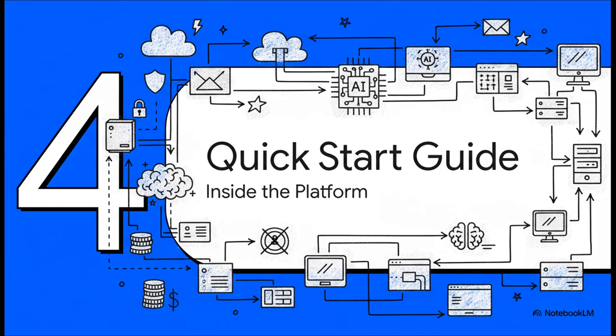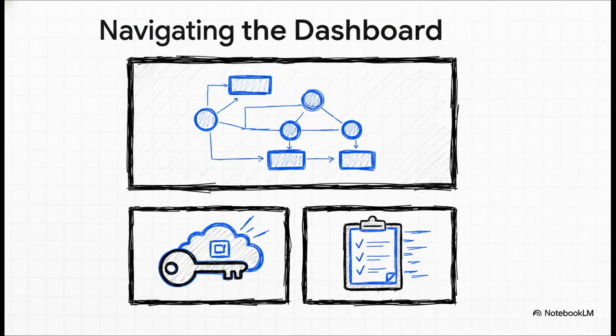Okay, so you've got it installed. Awesome. Now what? Let's run through a real quick start guide to get you comfortable inside the platform. The n8n dashboard really has 3 main spots you'll be hanging out in. First is workflows. Think of this as your canvas, your playground. It's where you build everything. Then you have credentials, which is like a secure vault where you connect all your other apps, like Google or OpenAI. And finally, there's executions, which is basically a logbook that shows you every single time one of your automations ran.